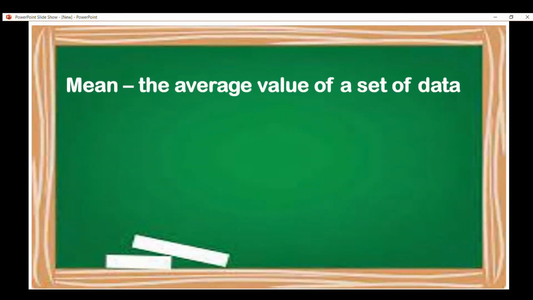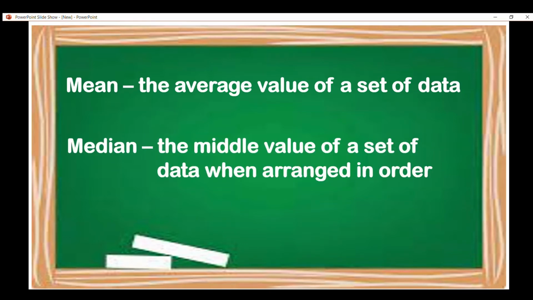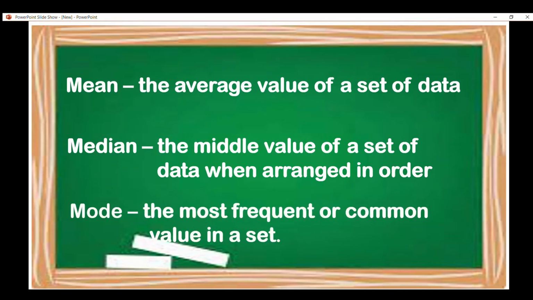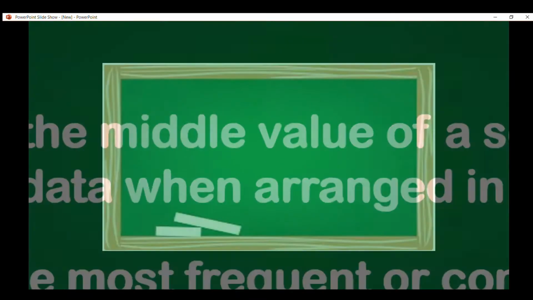The mean is the average value of a set of data. The median is the middle value of a set of data when arranged in order. The mode is the most frequent or common value in the set of data given. Now let's take it one by one, and I think it would be better if we understand each of these by making use of some examples or problem solving.